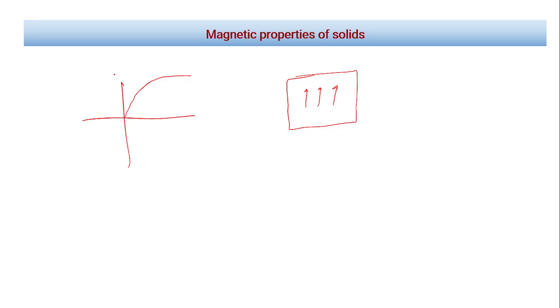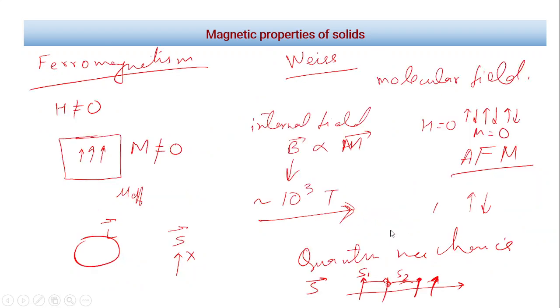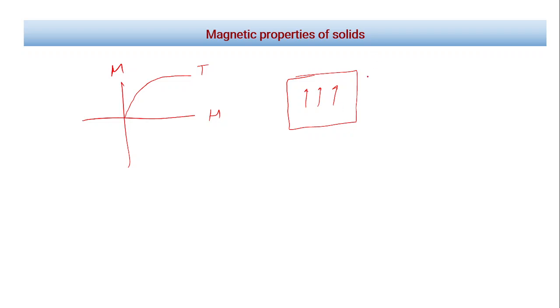But this is okay. This was M versus H, and if this is at some temperature T, then again, as in the case of paramagnetism that we were discussing, when we supply some thermal energy, the magnetic moments start getting randomized. Same thing happens here. If it is at some higher temperature, somehow I'm increasing the thermal energy of this system, then the magnetization keeps on decreasing.